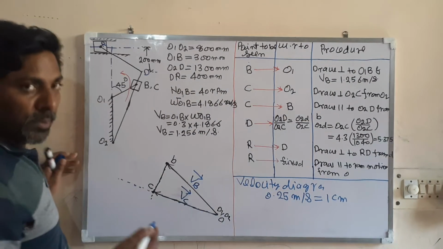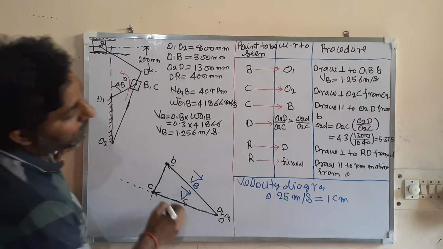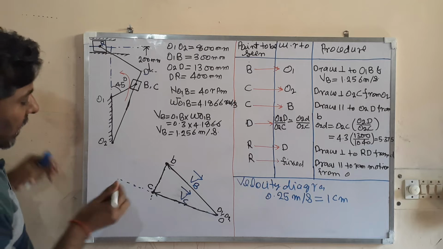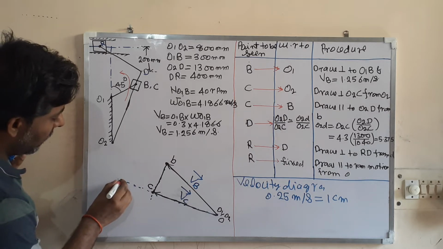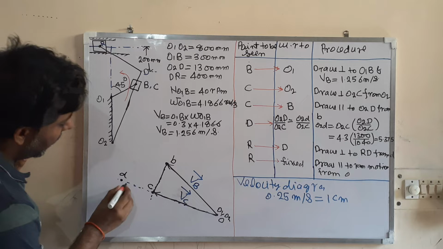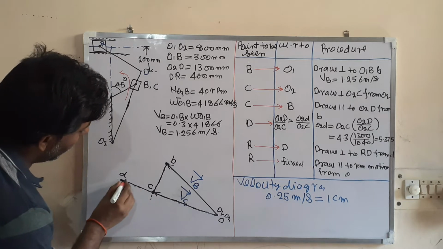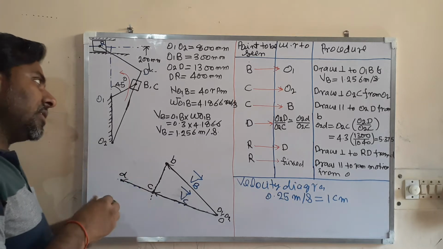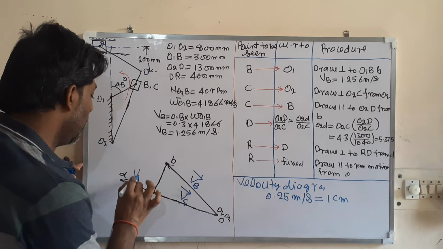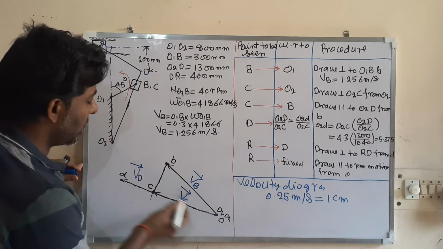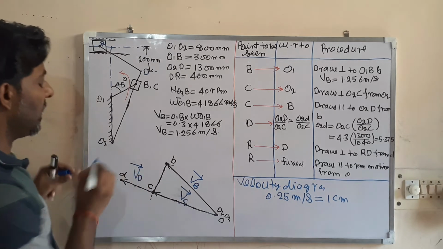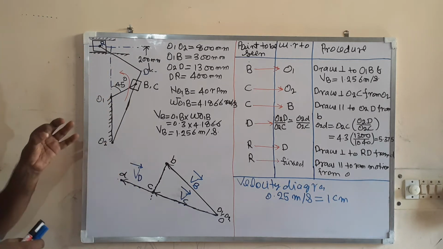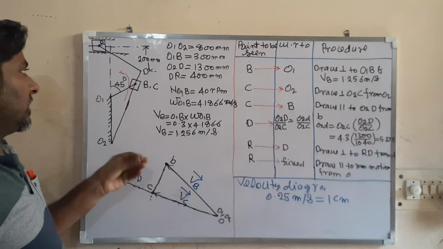O2D means absolute, from O. So from here you cut this 5.375, and wherever you get it, that will be the point D. From O to D will be the velocity of point D, in magnitude and in direction. So you have drawn the velocity of point D.